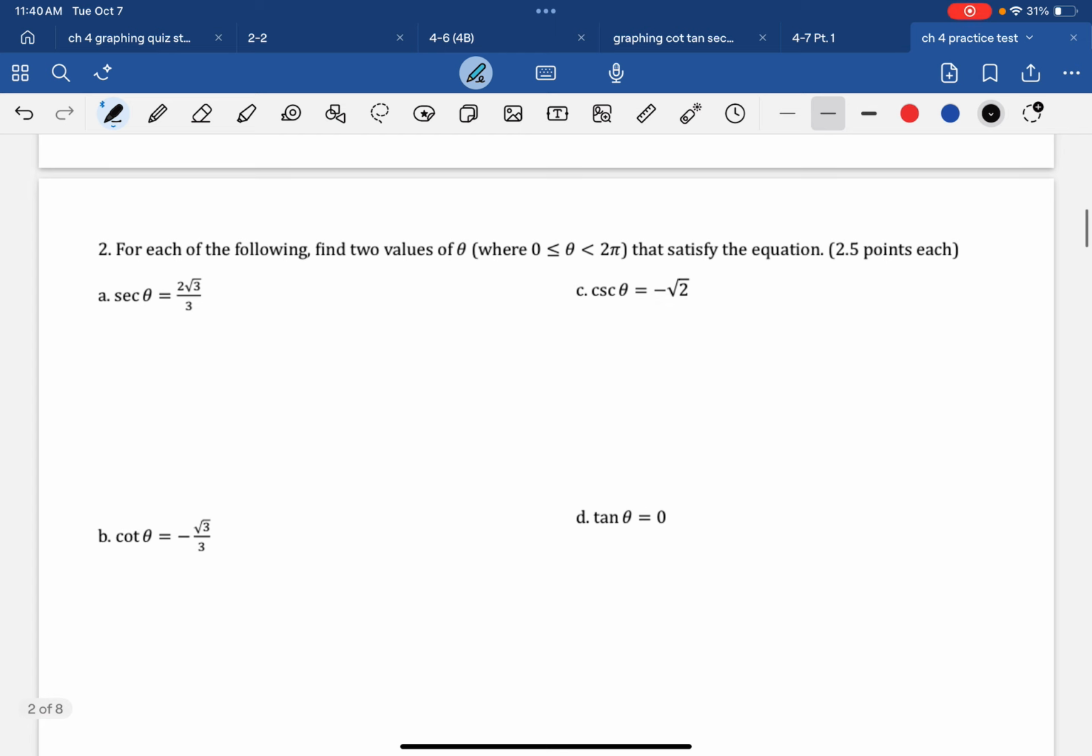Let's continue to the next question. We have to find two values of theta between 0 and 2 pi that satisfy each equation.